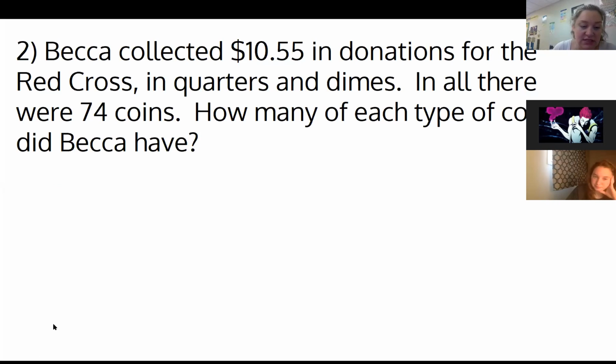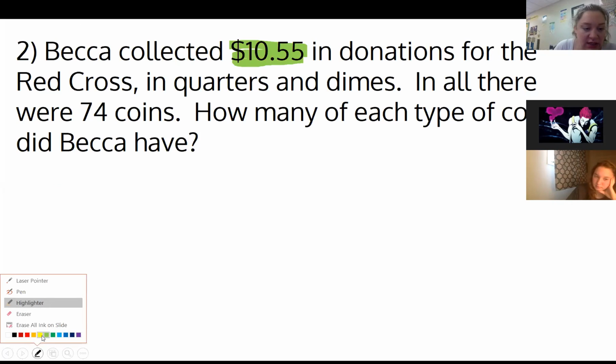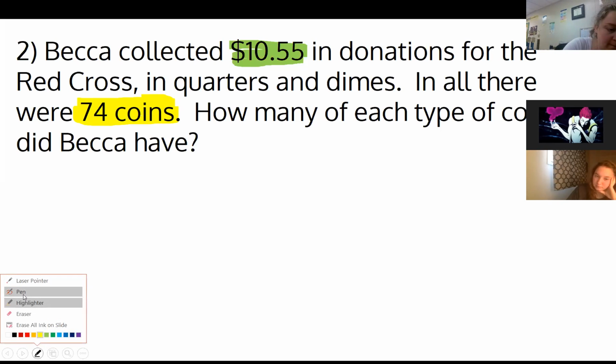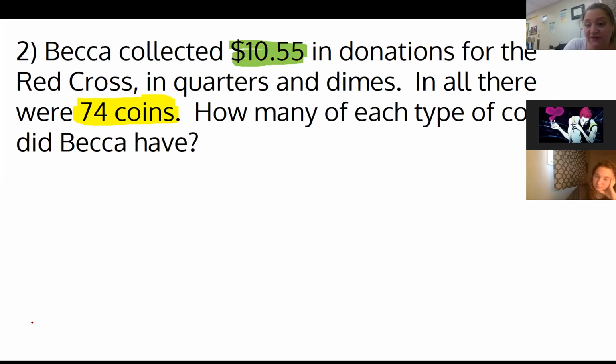Okay, well, let's see here once again. We have money happening, right? We have $10.55 total in money. And then I also know my total coins were 74. Now, how are we gonna make two different equations, one all about the money and one all about the coins, okay? Well, let's make our variables. The two different things we're talking about are quarters and dimes, right? So let's make x equal quarters. And let's make y equal dimes.